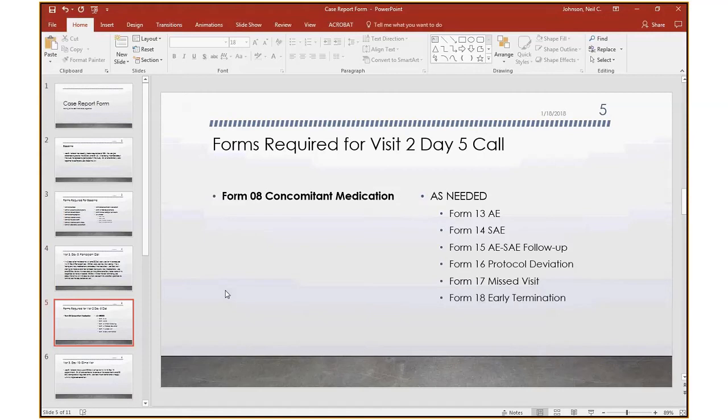Forms required for visit 2, day 5 call. Form 8, concomitant medication, and as needed: Form 13, adverse events. Form 14, severe adverse events. Form 15, adverse events, severe adverse events follow-ups. Form 16, protocol deviation. Form 17, missed visits. And Form 18, early termination. We'll only be looking at the forms that are bolded in this, because some we've already gone over, or in the case of as-needed forms, we'll be going over them later in the presentation.